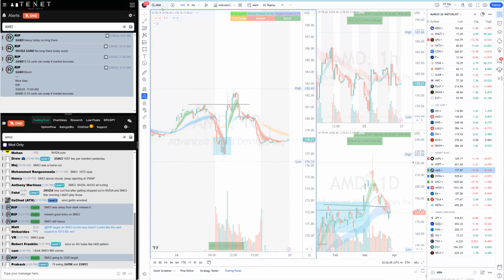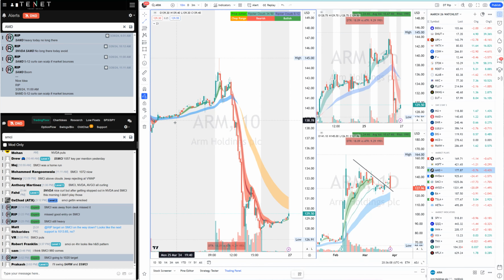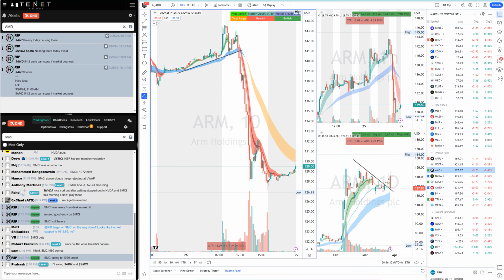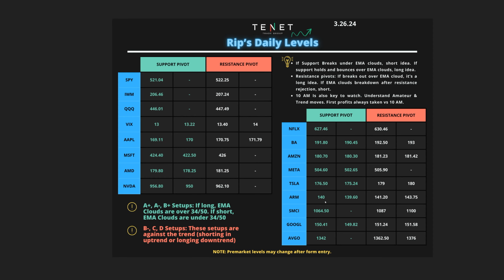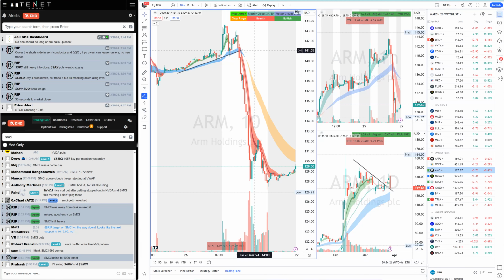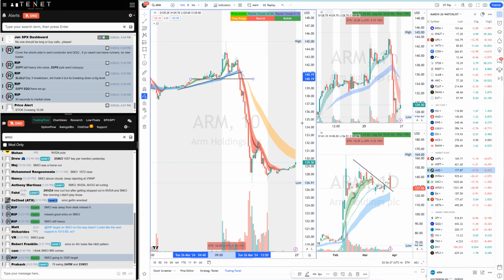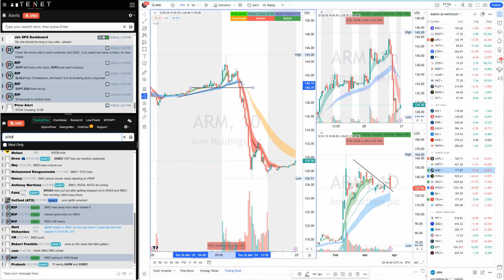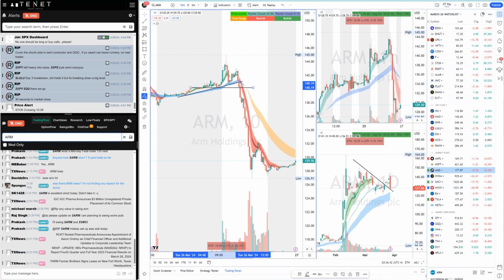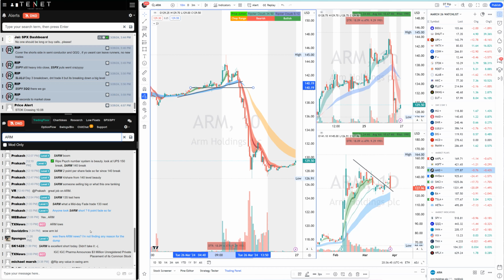Let's look at ARM today. ARM was an all day fade today after the midday. Remember I talked about how semiconductors are weak and ARM was failing as well. So let's look at ARM levels. 140, 139.60, 140, line in the sand. And look what happens when that level breaks. It's already breaking the 34/50 EMA cloud from 140 all the way to 128, right? ARM was a home run trade. Again, that's why we have ARM every day on our watch list. And this is about it.